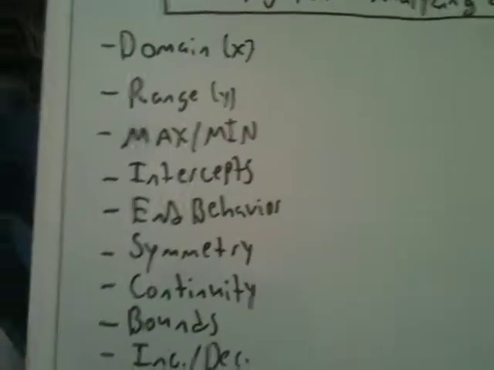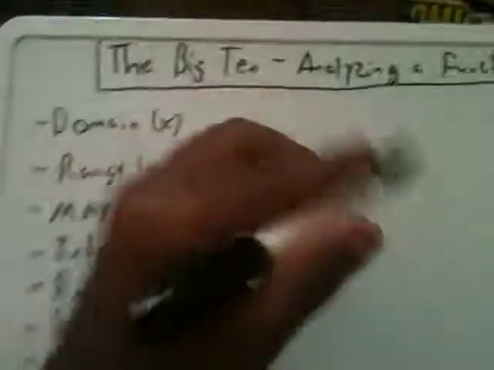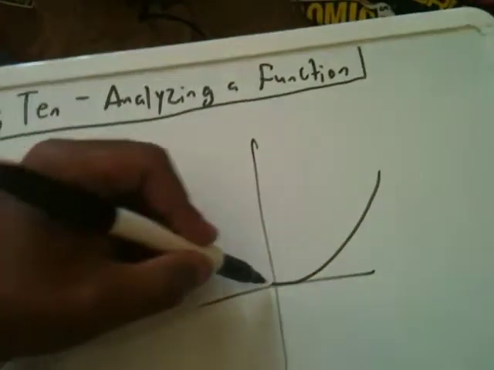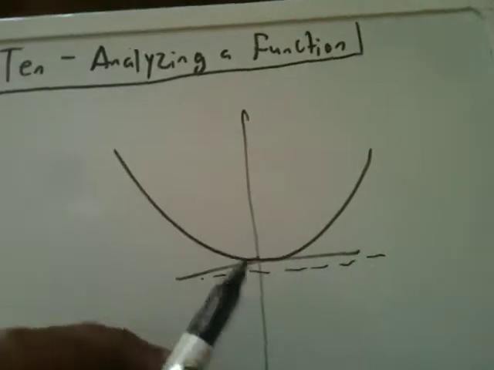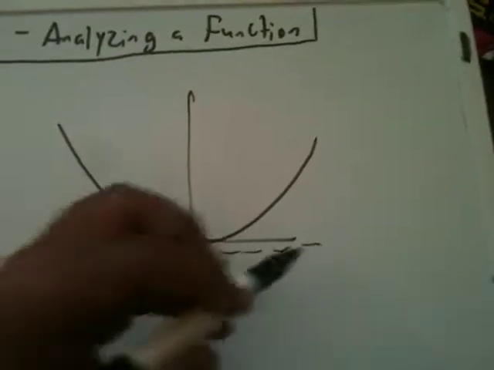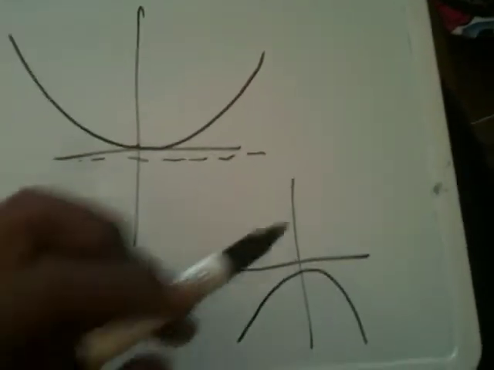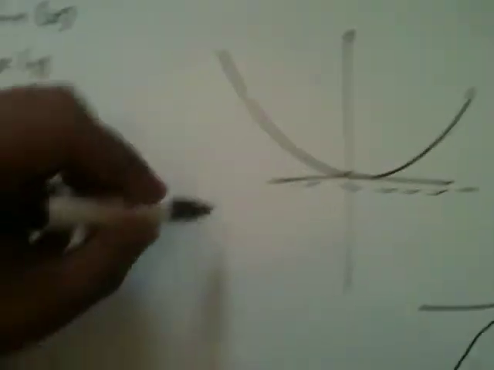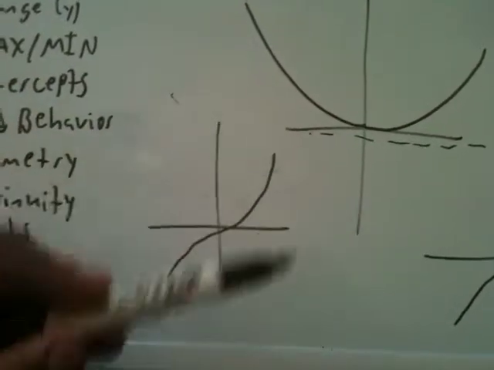The bounds of a function define if there is a limit on how high or how low it goes. So, for example, for a function like y equals x squared, a parabola, it's bounded below. But for a function like y equals minus x squared, it's bounded above. But for functions like y equals x cubed, they're not bounded at all. They are unbounded.